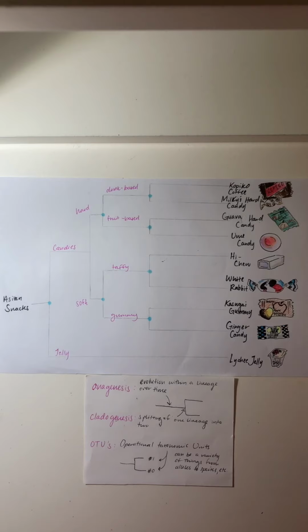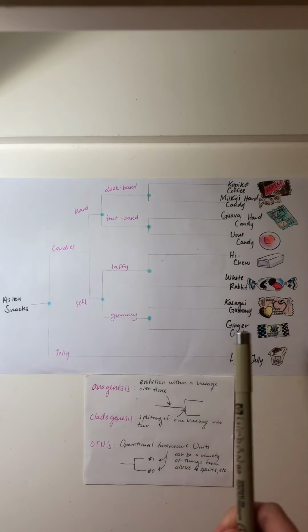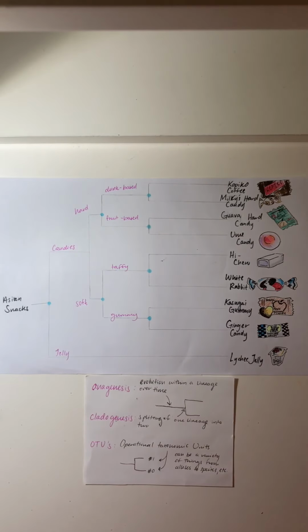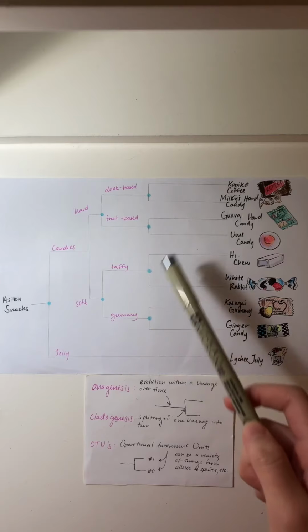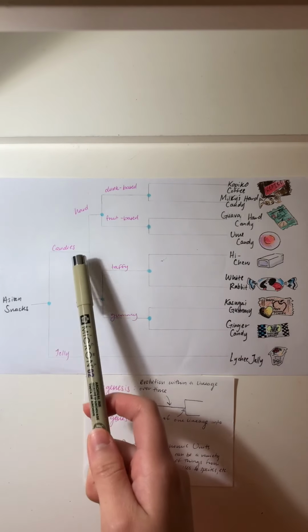It is also important to know that the common ancestors for all these can be seen in these little parts of the diagram. So for example, all the taffies and gummies and even the hard candies, they all fall under the common ancestry of being a candy.